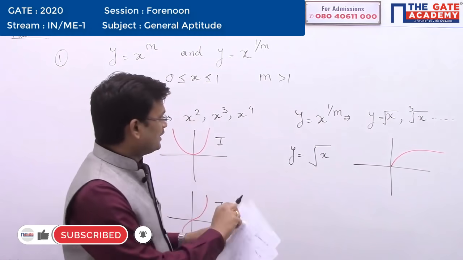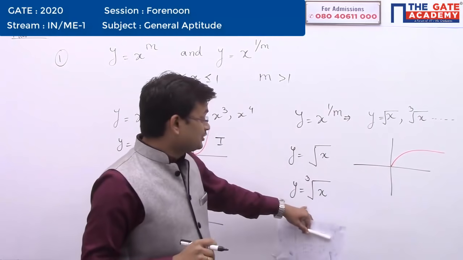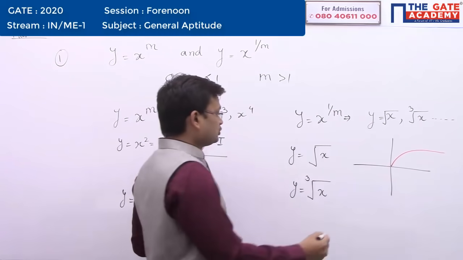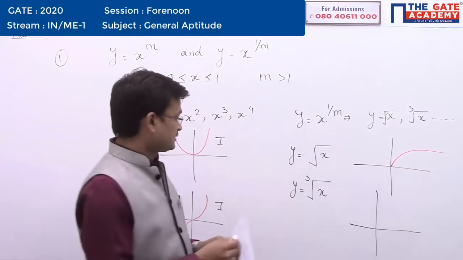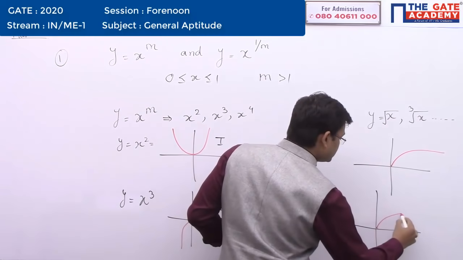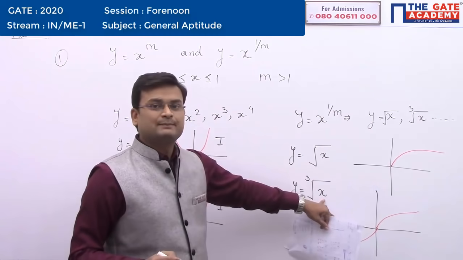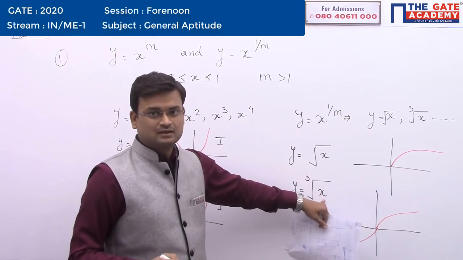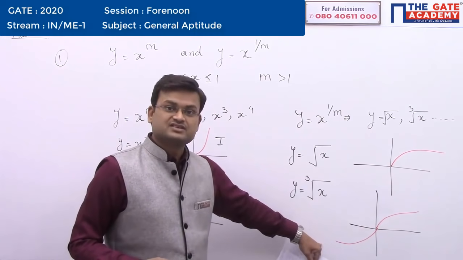Now, let's take one more example. This way, when it is a cube root, what will happen? It will be like this and it will go like this, because, for example, if I put x equal to minus 8, I can say y is equal to minus 2. That's why it is going in this direction.